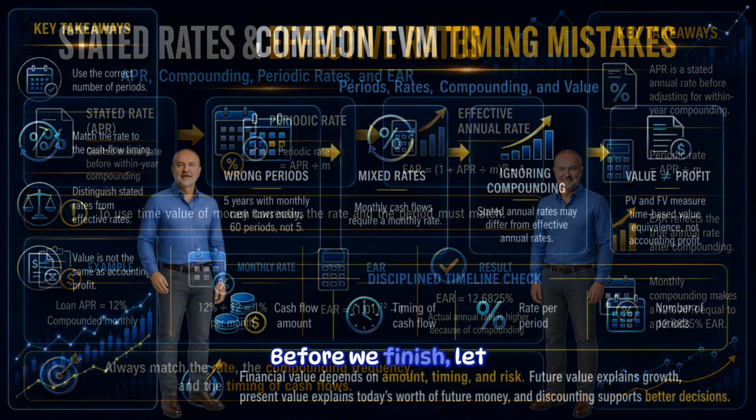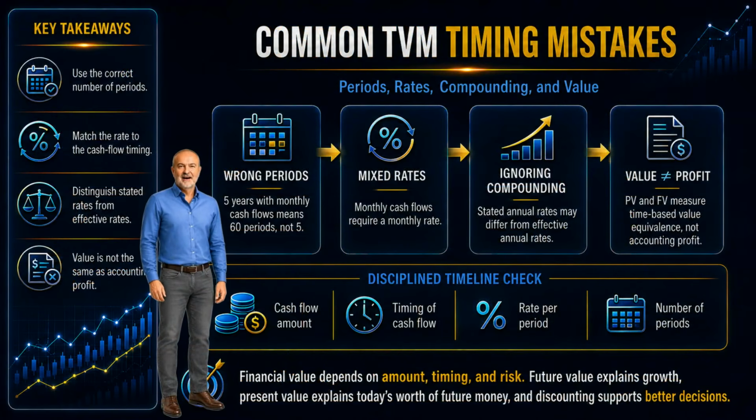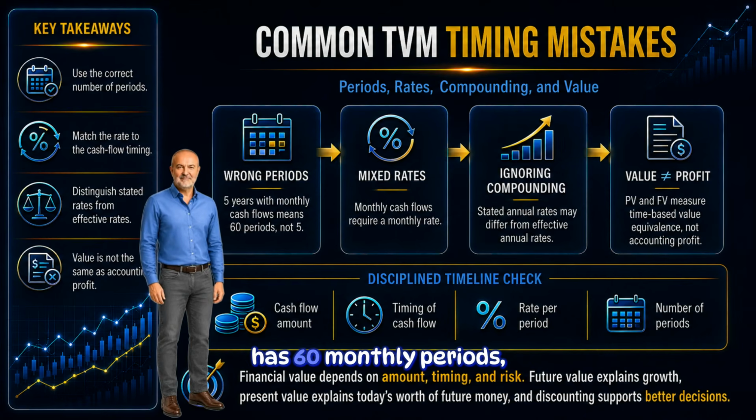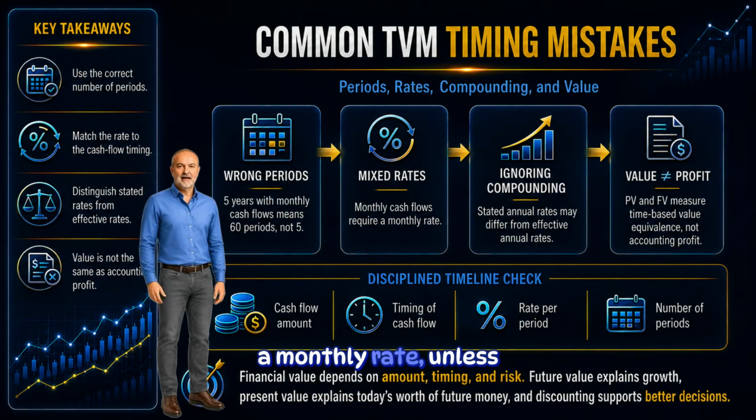Before we finish, let us review the most common timing mistakes in time value of money analysis. The first mistake is using the wrong number of periods. A 5-year monthly setting has 60 monthly periods, not 5 periods. The second mistake is mixing rates and periods. Monthly cash flows require a monthly rate, unless the analysis has been properly converted. The third mistake is ignoring compounding. A stated annual rate compounded monthly is not the same as the effective annual rate.